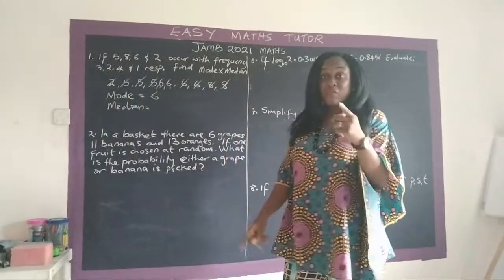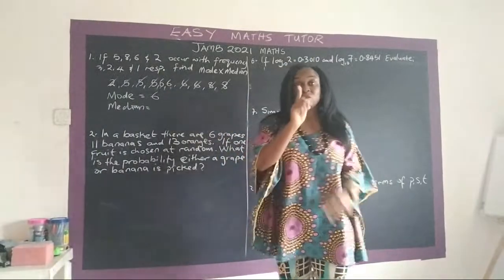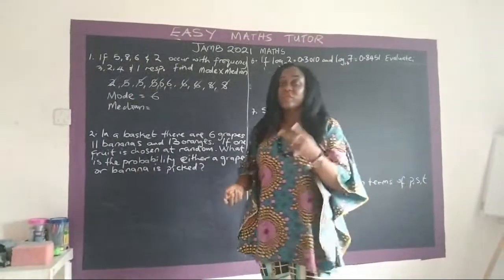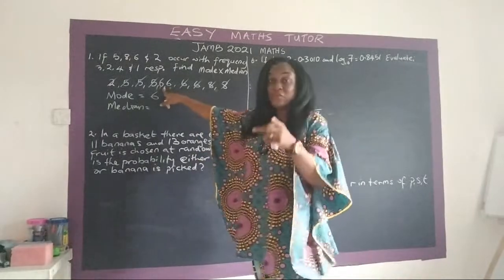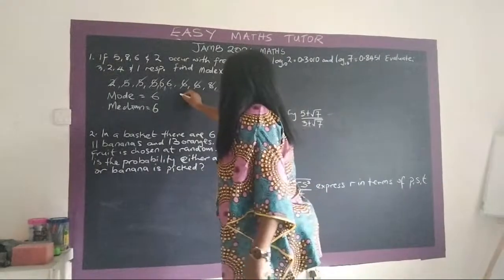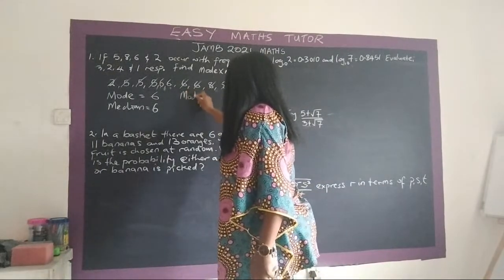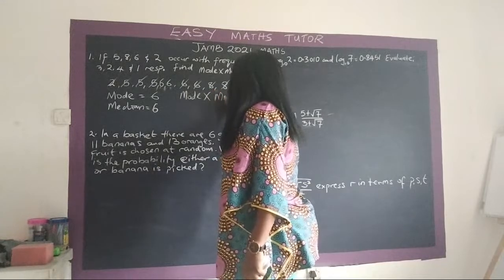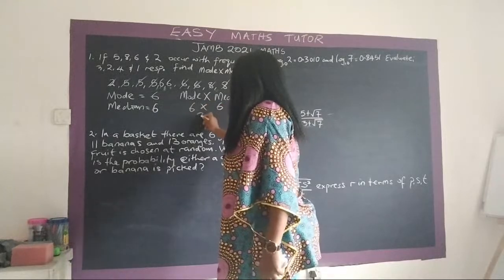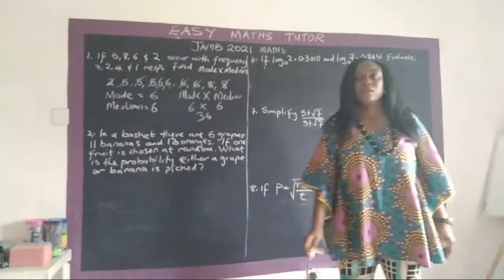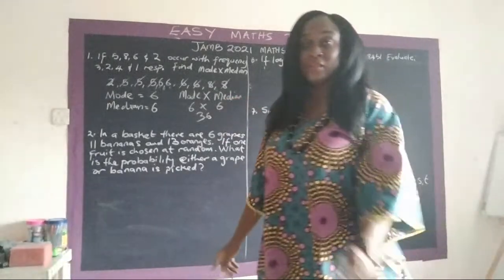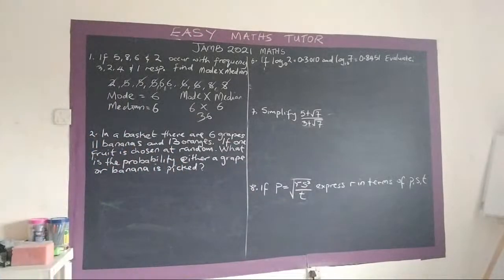So we find the average of the 2 numbers. The median has to be 1 number, but when you find that the center has 2 numbers, then you find the average. So we know that the average of 6 and 6 is 6. Now we're finding the product of the mode times the median, and that is 6 times 6, giving us 36. Yeah, so that's 2 marks. You got 2 marks already in your JAMB exam.